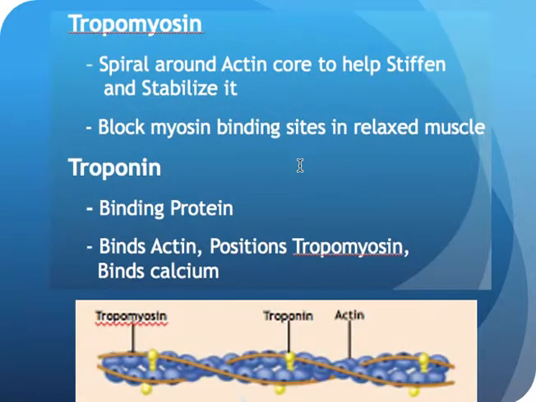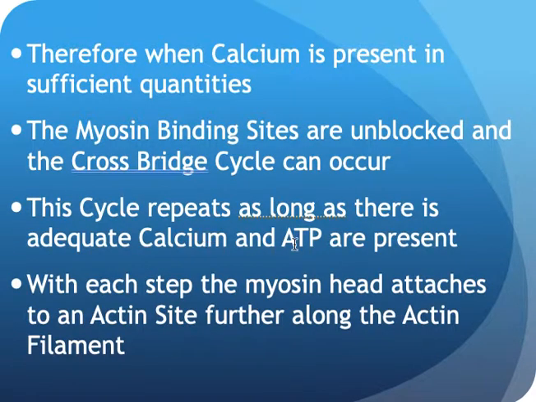Here is our little picture of our actin, and I can see where those binding sites are blocked by the tropomyosin, and then we get a little reminder of what each does. The tropomyosin blocks the sites, and the troponin is the binding protein for the calcium. So when calcium is present in sufficient quantities, the myosin binding sites are unblocked, and then this cross-bridge cycle can occur. The cycle is going to repeat as long as there is adequate calcium and ATP present to be used.